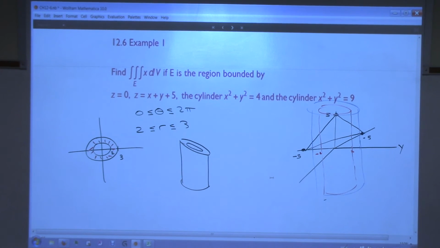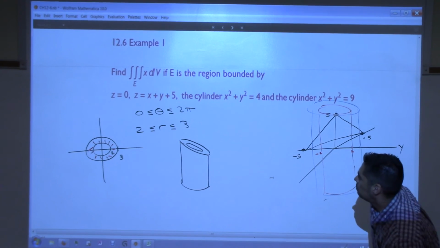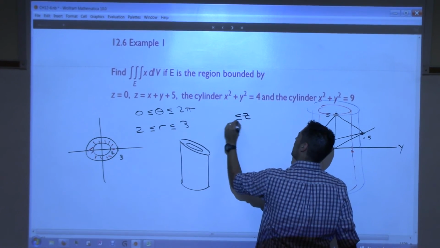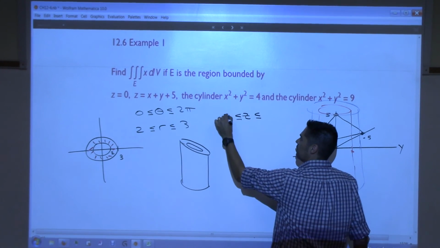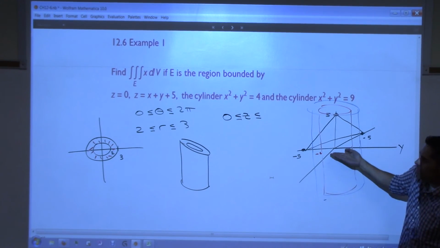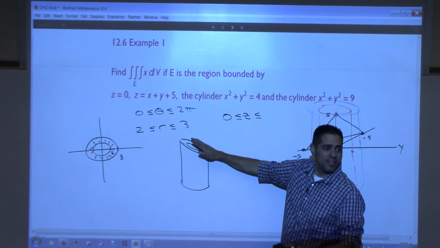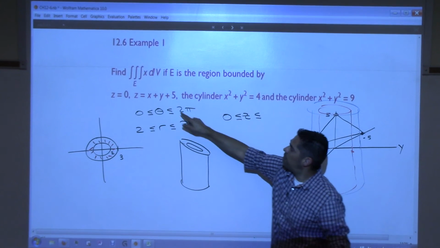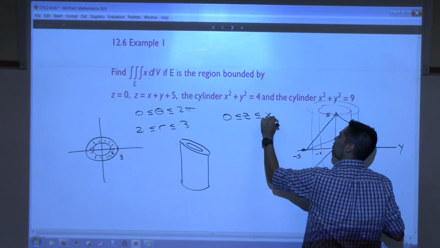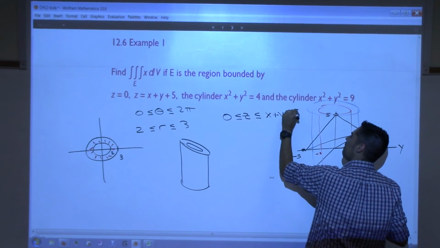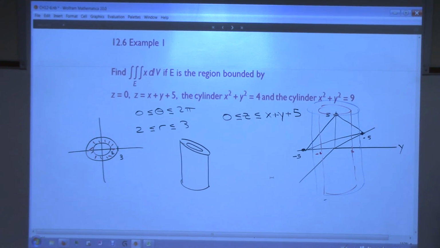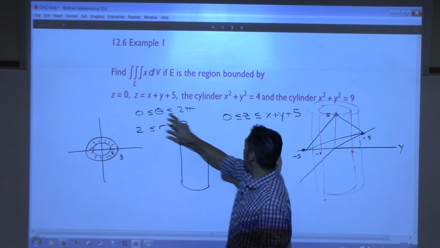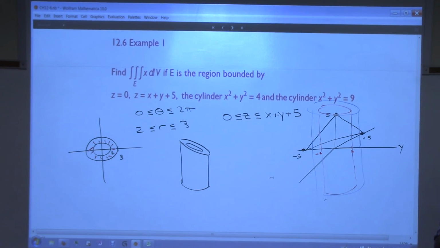And then the last thing I need is a restriction on z. What's the restriction on z? 0 to, so the bottom of this is the ground right here. The top of it is the plane. Solve for z and you get x plus y plus 5. Do you agree? It's already solved for z, so I don't have to worry about that. Y'all with me on that?